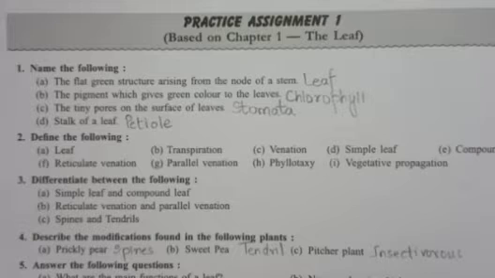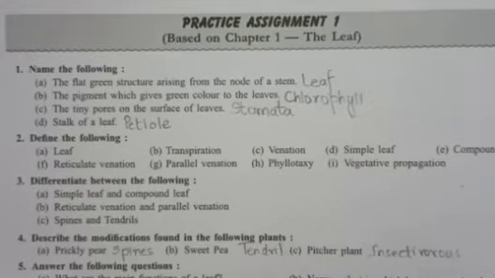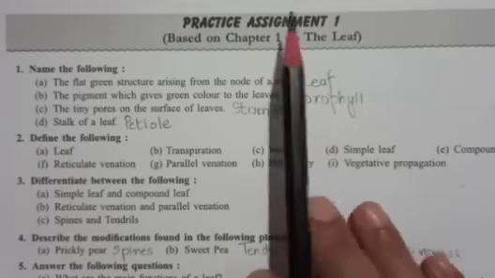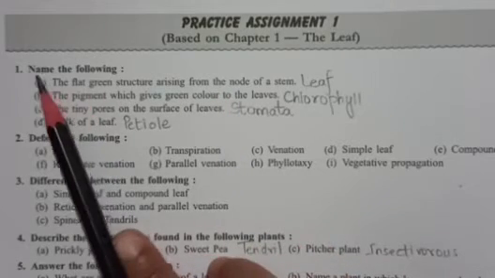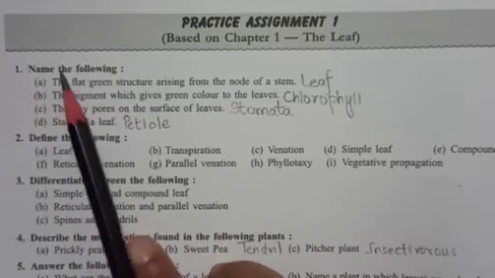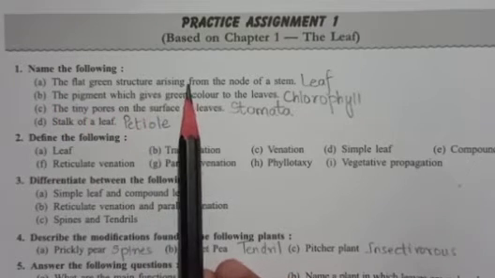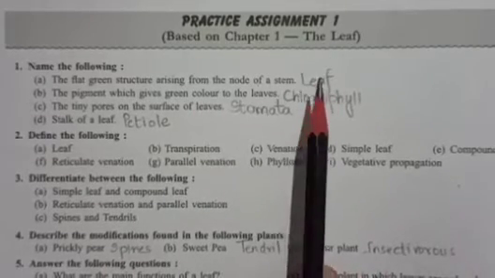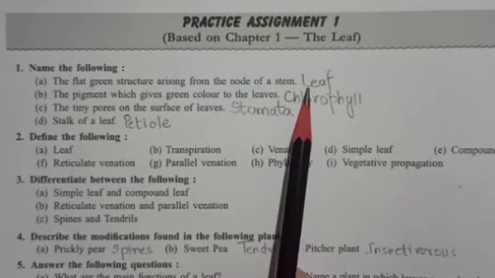Okay, and we are doing practice assignment 1 of page number 96 of your book. So kindly open your book and open page number 96. Now we are going to solve this exercise, all this assignment of chapter number 1. Okay, now the first question is, name the following. So the first one is the flat green structure arising from the node of a stem. So the answer is leaf. Leaf is the flat green structure arising from the node of a stem.